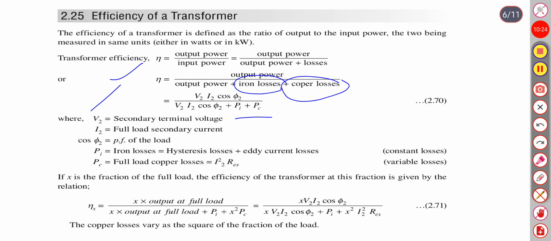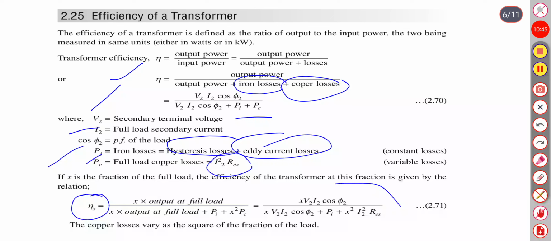V2 is the secondary terminal voltage, I2 is the full load secondary current, cos phi 2 is the power factor of the load, Pi is the iron loss containing hysteresis and eddy current loss, and full load copper loss is Pc, the I square R equivalent. So the efficiency will be this complete formula, and the copper loss varies as the square of the fraction of load.